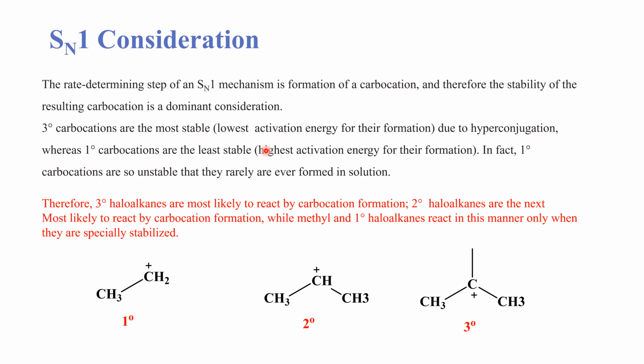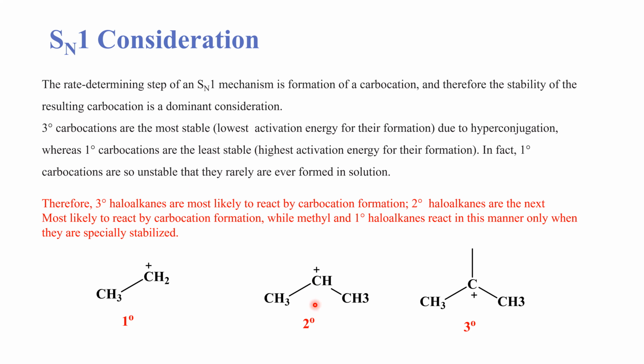So they rarely form in a solution. They are so unstable that, practically, they don't form as a carbocation because they don't exist in the system. Therefore, tertiary haloalkanes are most likely to react by carbocation formation. It means that if we have a tertiary haloalkane, it can easily convert into the stable carbocation, and that will proceed through the SN1 reaction.